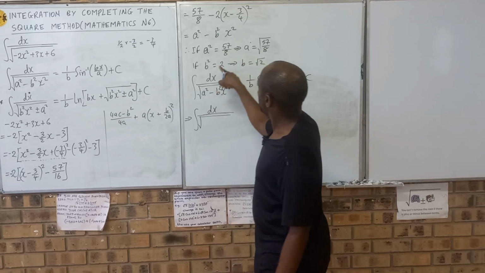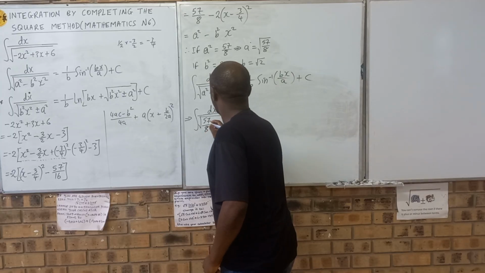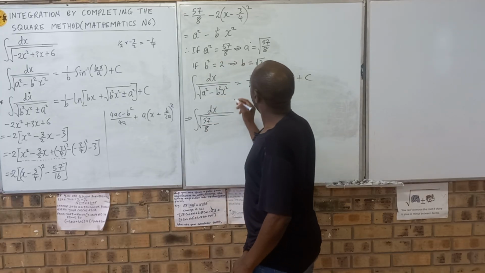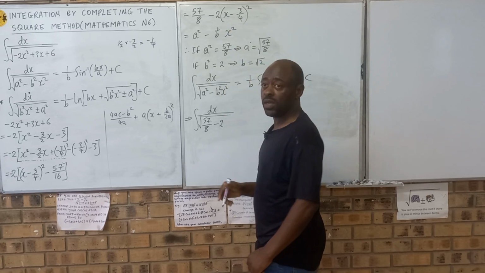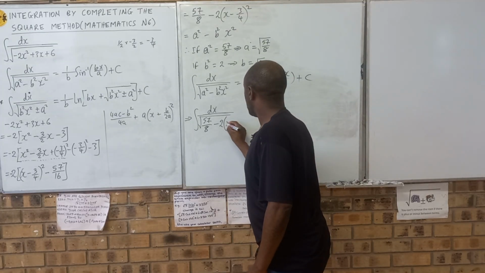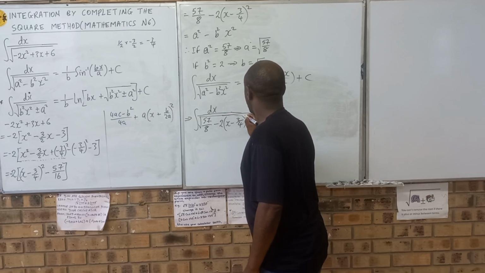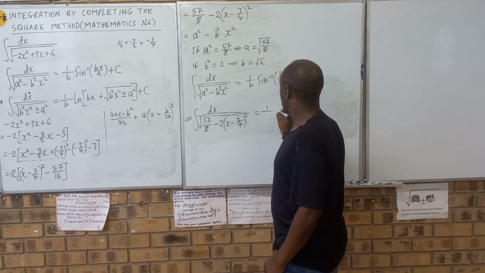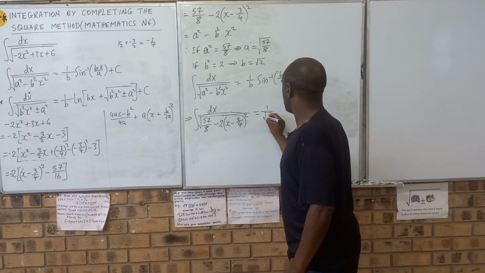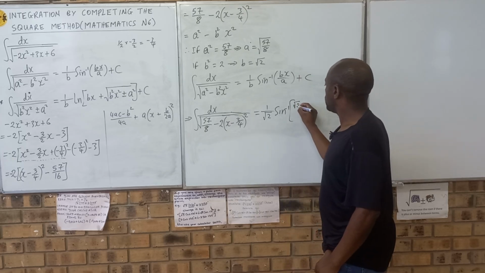Everywhere there is a squared, I'll put in 57 over 8. So I get 57 over 8, which is followed by a negative sign. Then where there is b squared, I'm putting 2. Where there is x, I'm putting x minus 3 over 4. Then attach a square to that. Since my x here also has a square, then on the right side, I need 1 over b. My b is simply root 2. Then the arcsine of bx, b again is root 2.